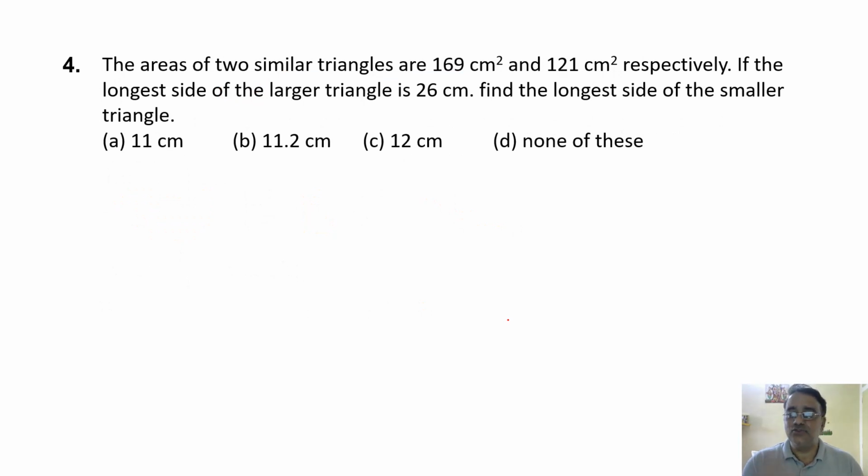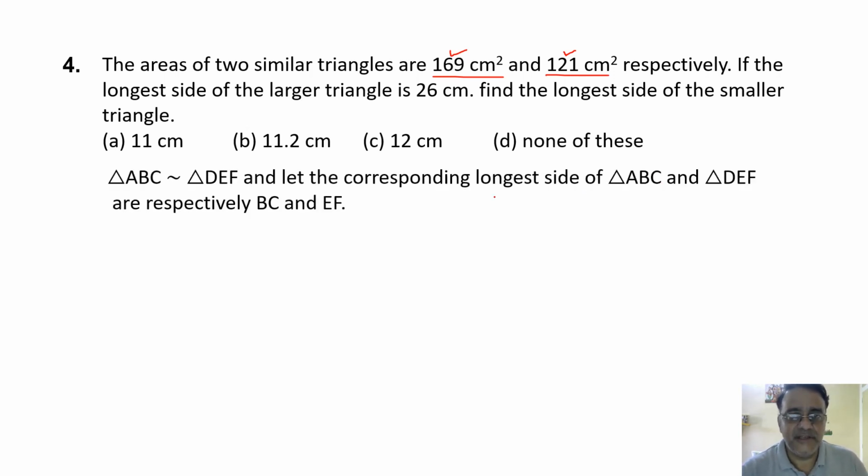The areas of two similar triangles are 169 centimeter square and 121 centimeter square respectively. If the longest side of the larger triangle, so which is the larger triangle here? The one with area 169 centimeter square. Find the longest side of the smaller triangle. Clear? That means we have to find its longest side. First of all, let triangle ABC be similar to triangle DEF, and the corresponding longest sides we will take as BC and EF.